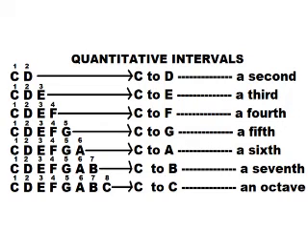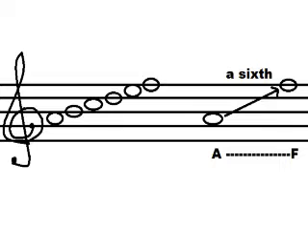So that is how we calculate the quantity of an interval. You just check the distance in alphabet between one particular alphabet and the other. If I have A to F, what's the distance? I have A, B, C, D, E, F. How many letters am I counting? Six. From A to F is a sixth, because F is a sixth letter ahead of A. If A is the first, B will be the second, C the third, D the fourth, E the fifth, and F the sixth.